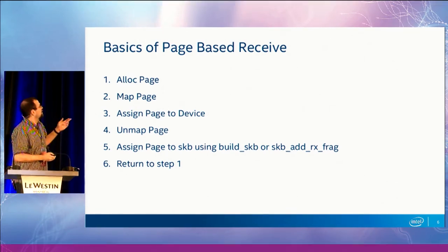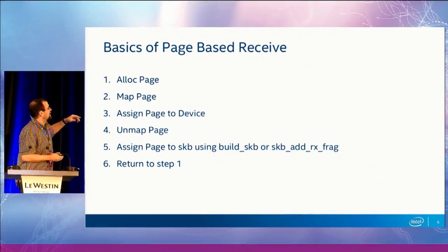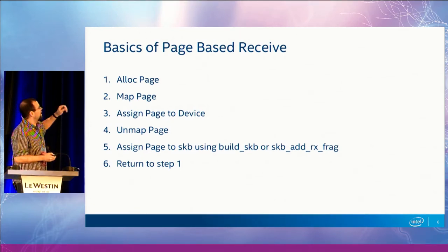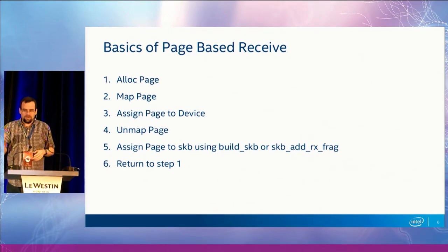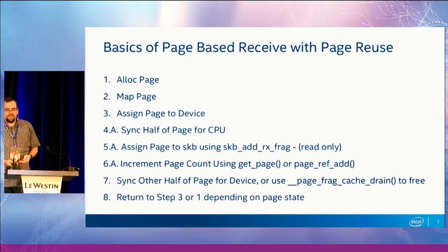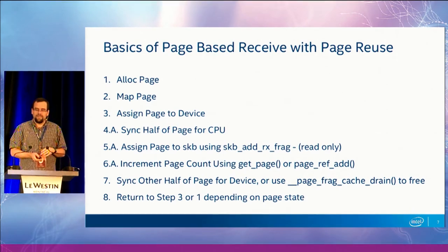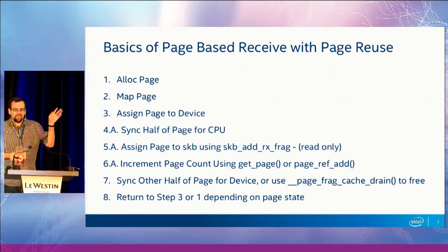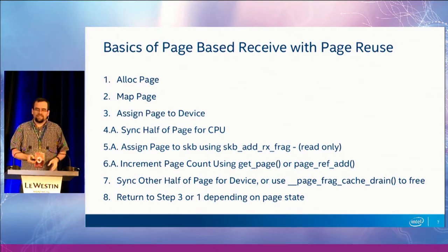And then assign to the device, okay, that's cheap. Then unmap the page. Oh, yeah, IOMMU, that's expensive too. So by the time you're done, you've taken all these expensive operations to get the receive buffer in, and of course your performance hurts. So what do you do? You do it with page reuse, which some of the older implementations do, this is actually kind of a little bit of a mix here, so I'll explain some of it. Steps one, two, and three are essentially the same. You still have to allocate a page, map it, and assign it to the device.